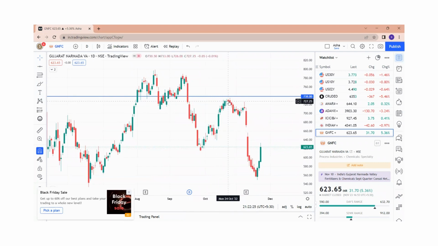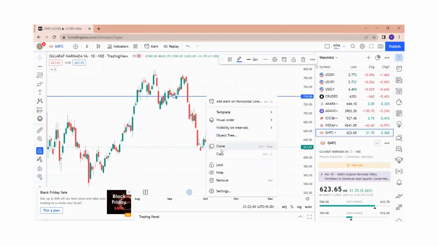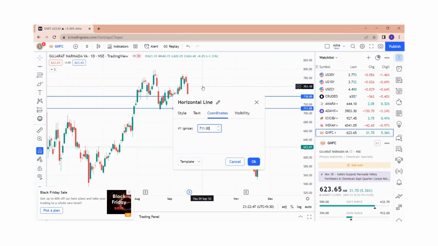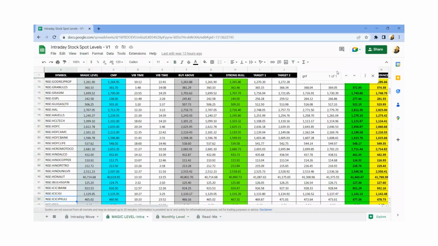Now, this level, we're on the daily chart, is something that it didn't cross even in the entire month. From 28th of October, this level was never crossed. So unless this level is crossed, you do not go long on GNFC. Now, below 711, GNFC is bearish. If I mark that, below 711, GNFC is bearish. So you do not have a monthly trade here, but go to GNFC on intraday.